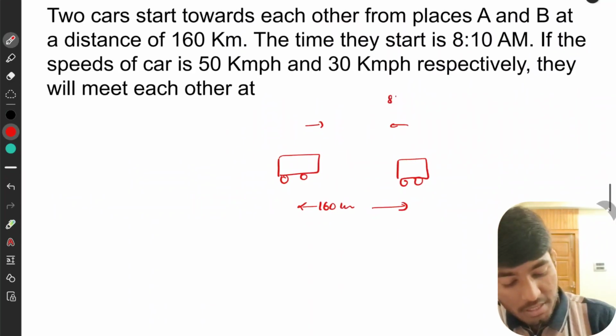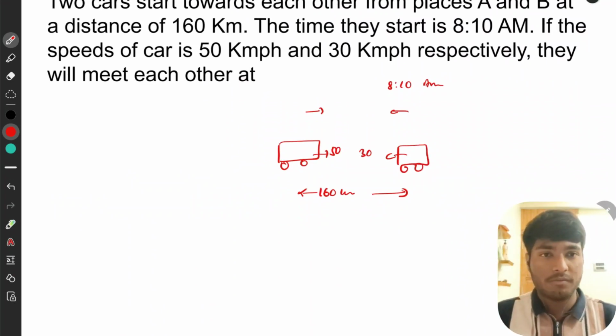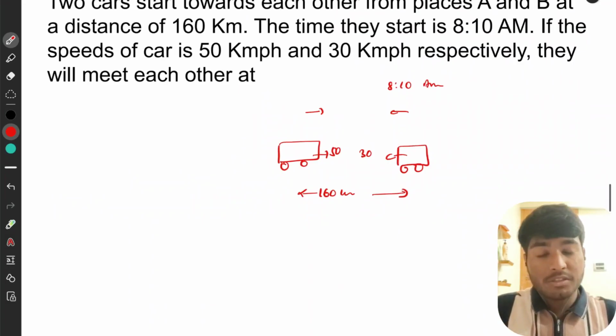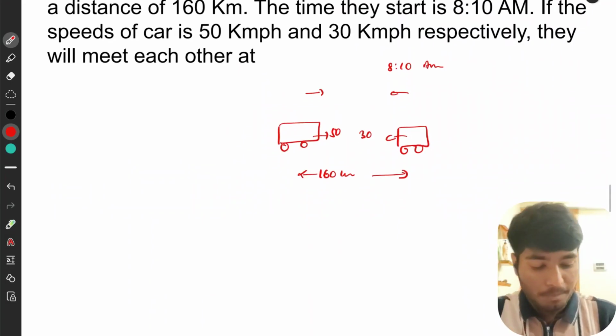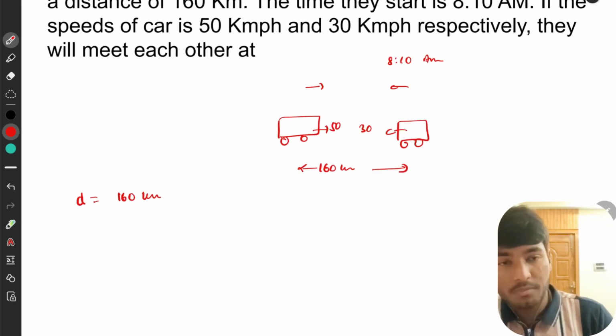Okay, they started at 8:10 a.m. If the speed of the cars is 50 and 30, one is moving with 50 and the other with 30. I do not care which is 50 and which is 30; I simply know one is 50, one is 30. They will meet each other at how much time? The distance between them is given as 160 kilometers.